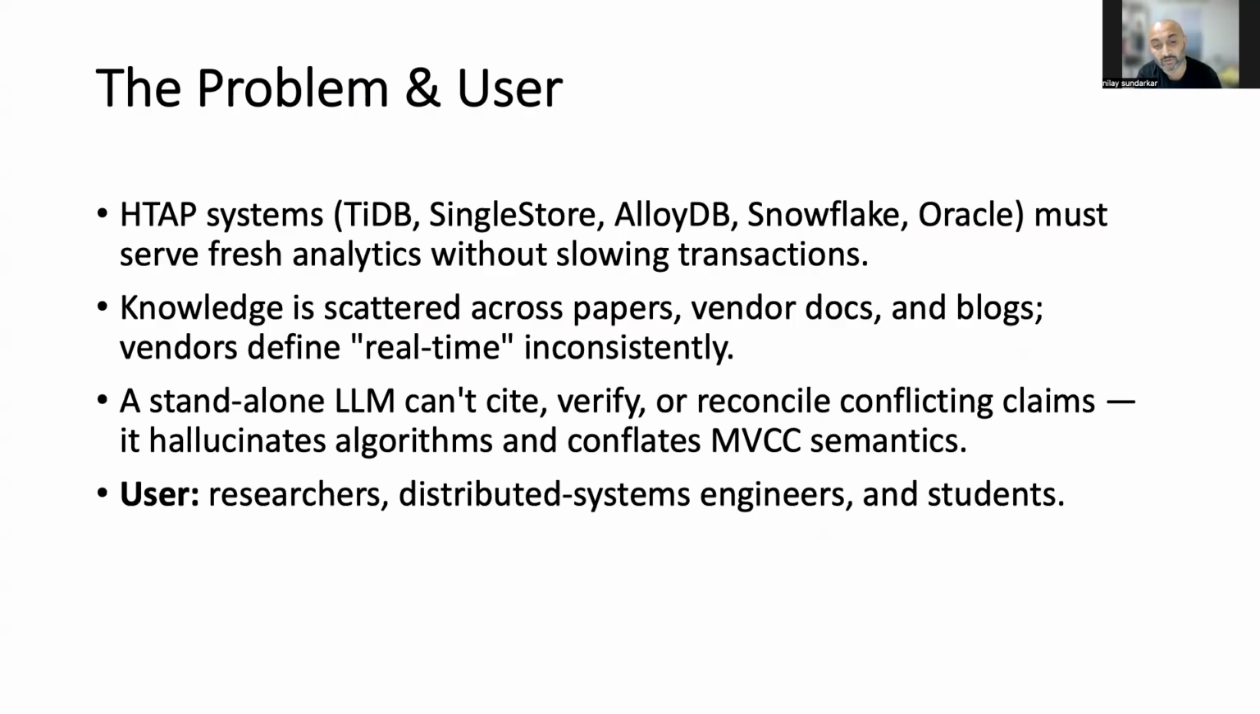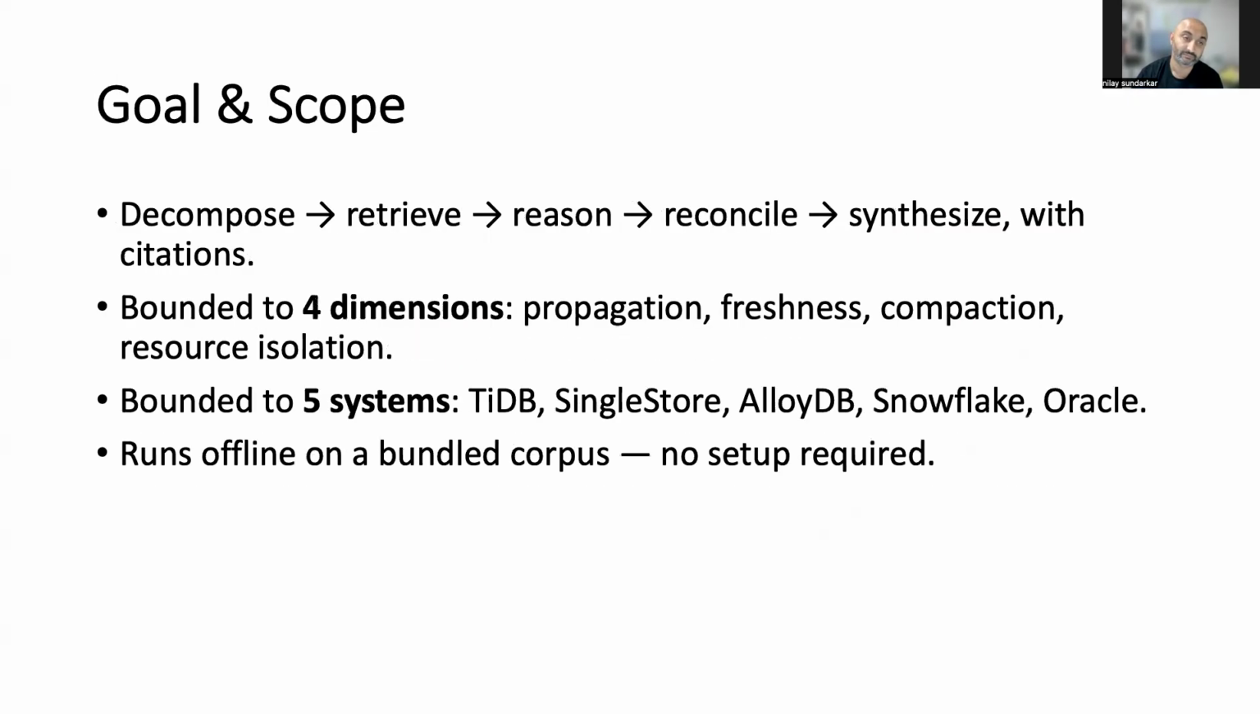The trouble is that the knowledge about how each system does this is scattered across academic papers, vendor documentation, and engineering blogs. And these sources often contradict each other. Vendors can't even agree on what real time means. If you just ask a normal chatbot, it can't cite its sources, it can't verify its claims, and it can't reconcile those contradictions. So it tends to make things up. This tool is built for researchers, engineers, and students who need answers they can actually trust.